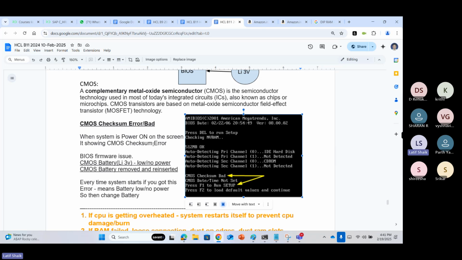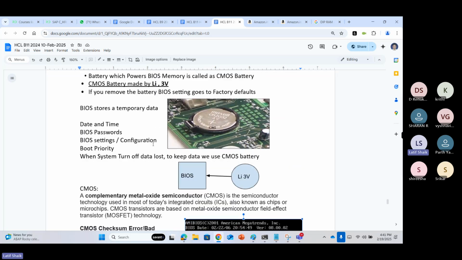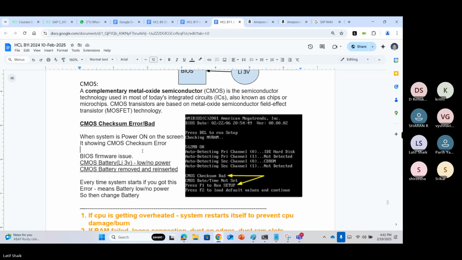So if you get it the first time, it means the BIOS battery was opened, removed and reinserted. That is one possibility. The next one is, if you are continuously getting this CMOS checksum error, today you got it, tomorrow you are getting it, day after tomorrow as well, it means mostly the battery is low power or no power.